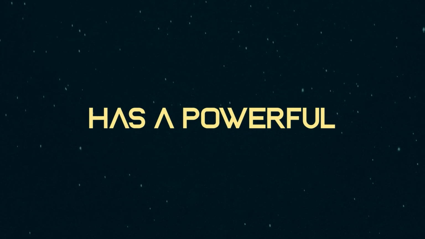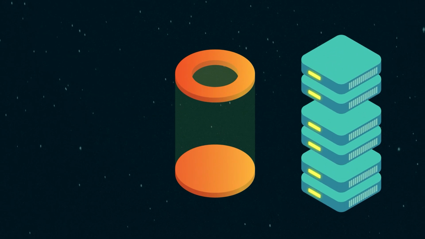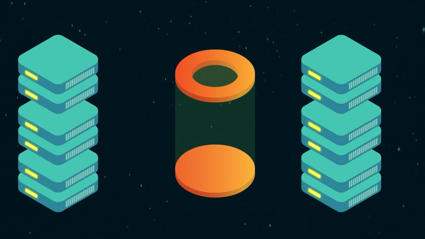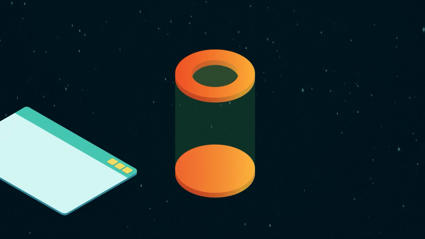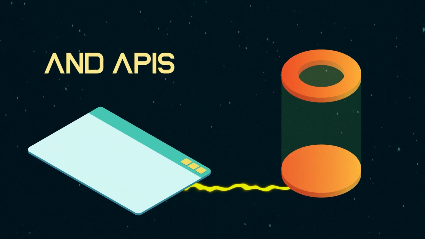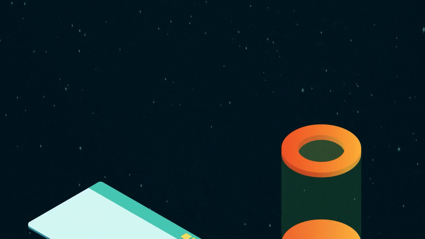ICP has a powerful new type of smart contract called canisters. They are decentralized web servers that can directly host full websites with low latency. Canisters can store up to 400 gigabytes of data, perform complex calculations, and connect to Web2 services and APIs without oracles. Users don't pay gas on ICP.